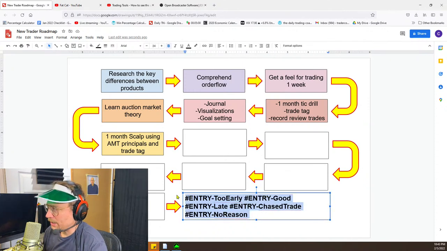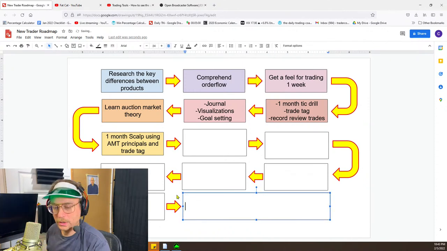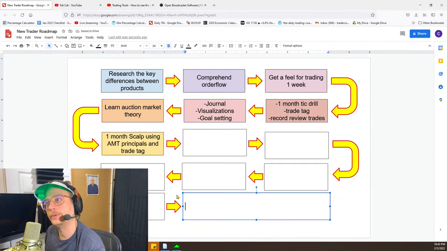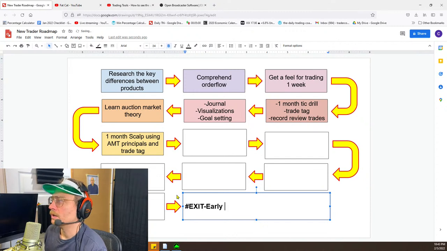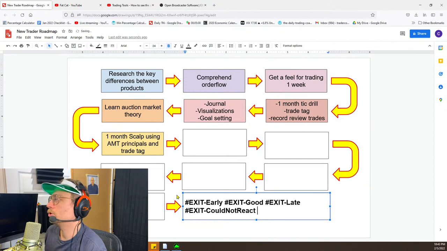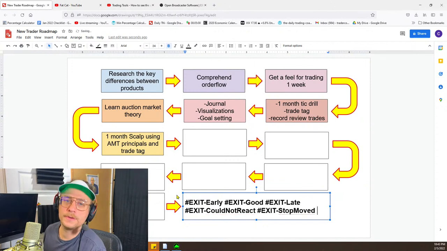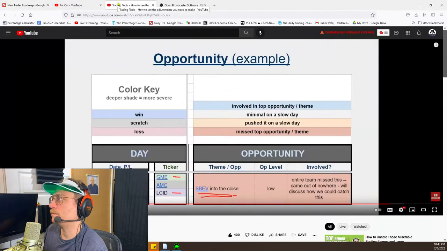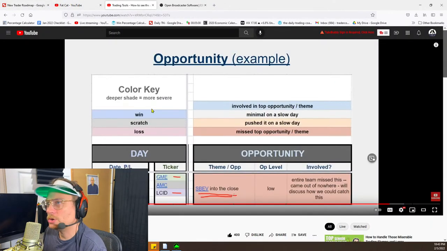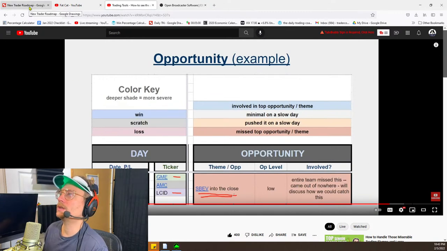So you want to grade your entries. Now what you need to do is start grading your exits. Here are some examples. Now, I hope you're screenshotting and taking notes. Did you exit early? Was the exit good? Was the exit late? Could you not react? Maybe the market just moved so fast you couldn't even do anything about it. Or did you move your stop? Again, we got this video from S&B, so what we can do is start color coding if you're not using some sort of journaling software.